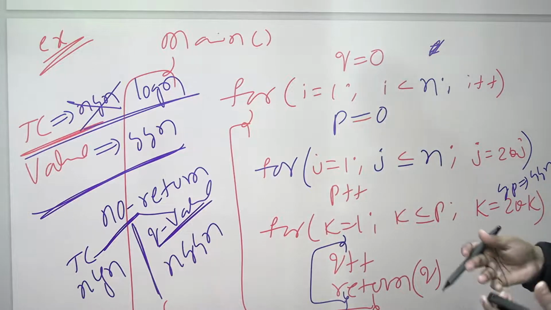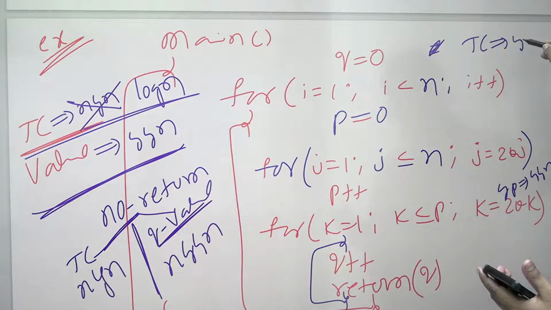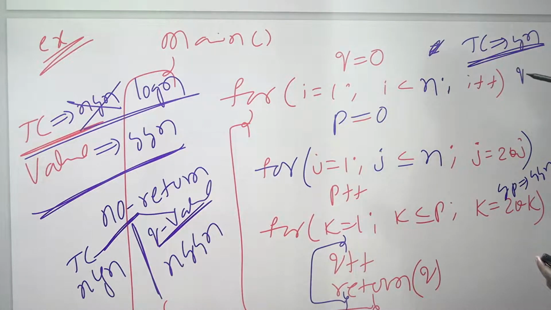So let me write now. Modified program time complexity is log n, but the Q value is 1. Shiv Prasad, will you agree? Time complexity is log n, Q value is 1. Will you agree with this?